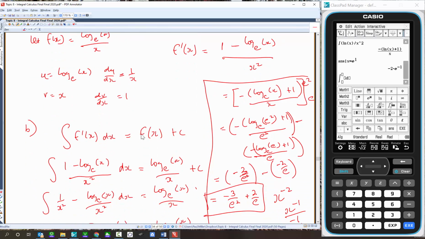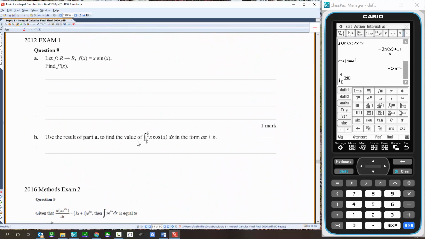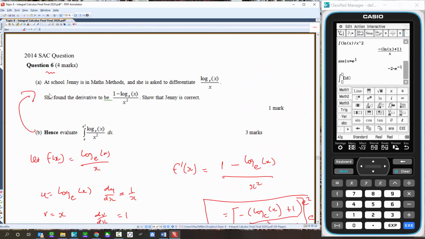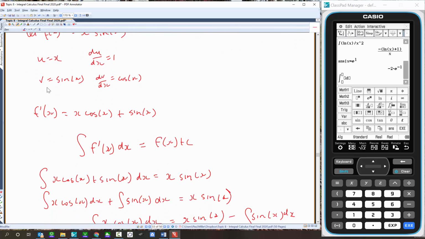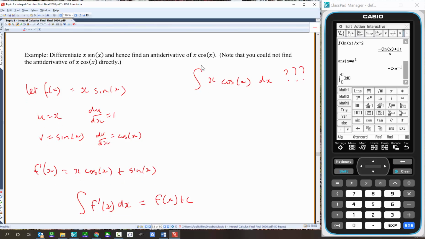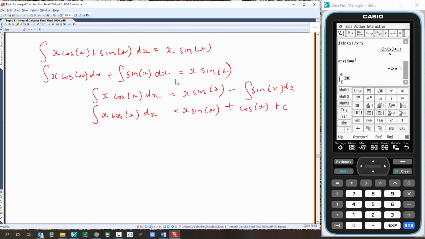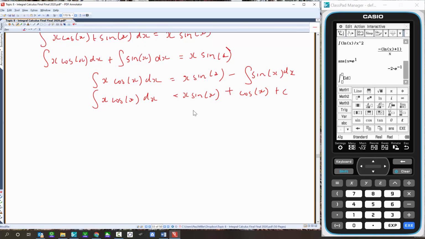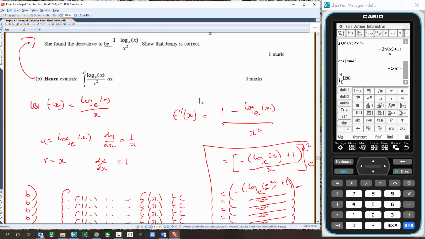All right, now let's see what else I've got for you. Oh, now this one here, what we're going to do is we've already kind of done this. We've already done this one in this example, in the class, so that's this one here, antiderivative of x cosine x. So I'm just going to pick it up at the antiderivative of x cosine x. I know that the answer is x sine x plus cosine x.